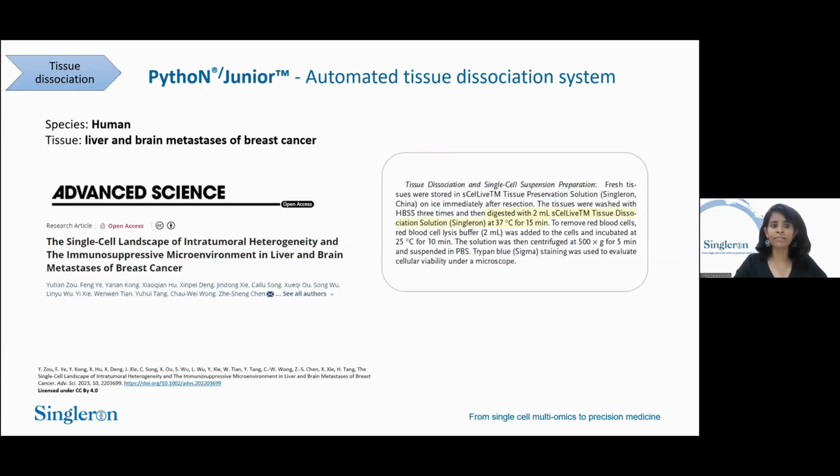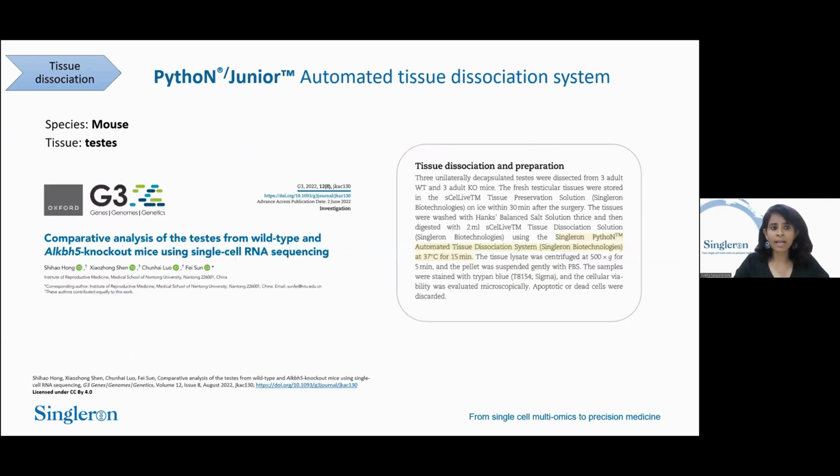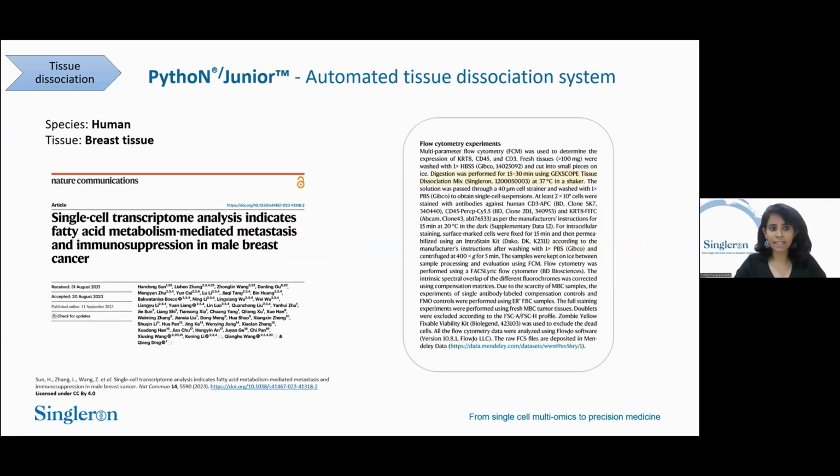So here, liver and brain metastases of brain cancer tissue was used from human samples. And here it's used on mouse testis samples to do dissociation of the sample. And like I mentioned, here's one publication where our tissue dissociation solutions were used not for single cell work, but more for flow cytometry experiments. And here it's a breast tissue sample.